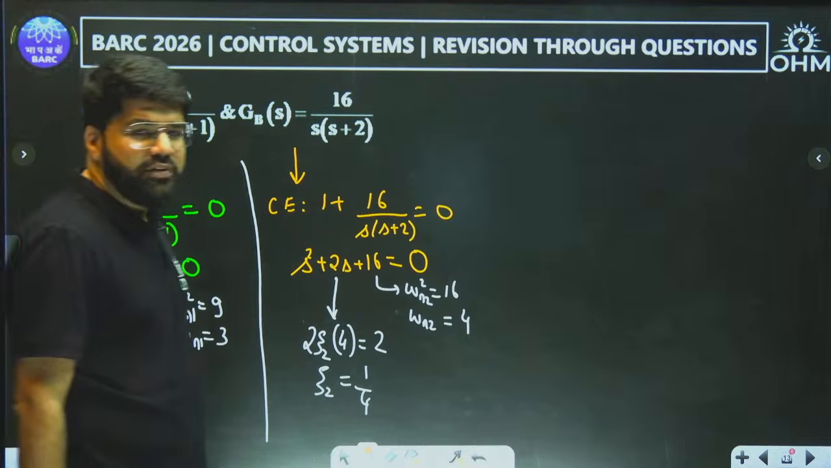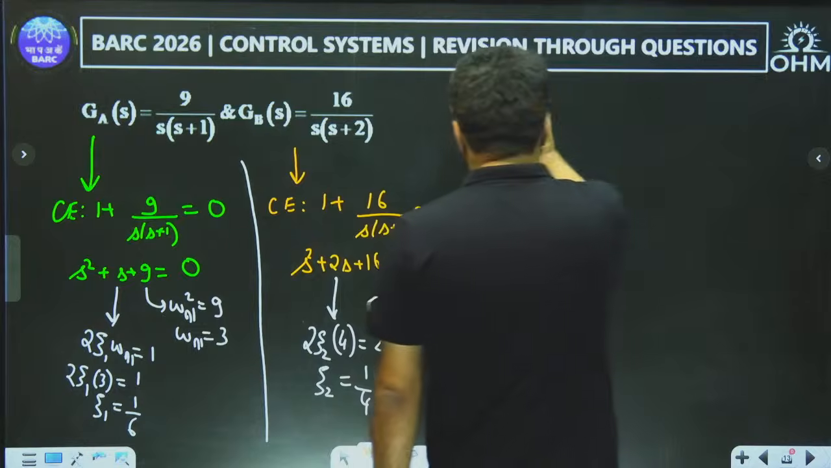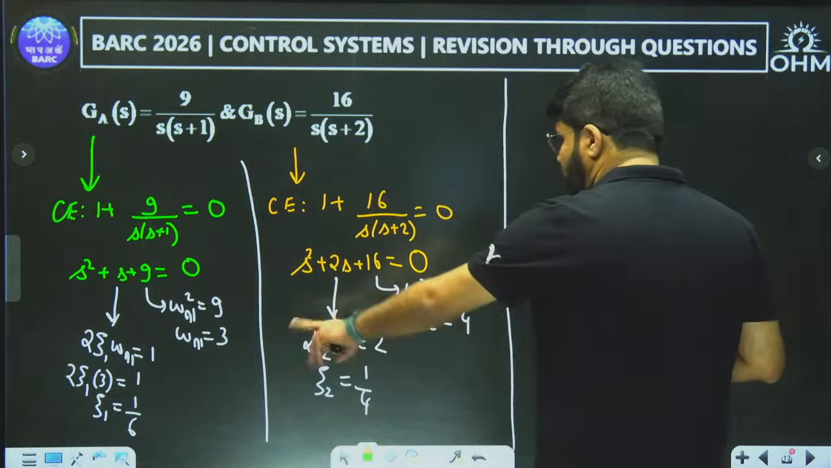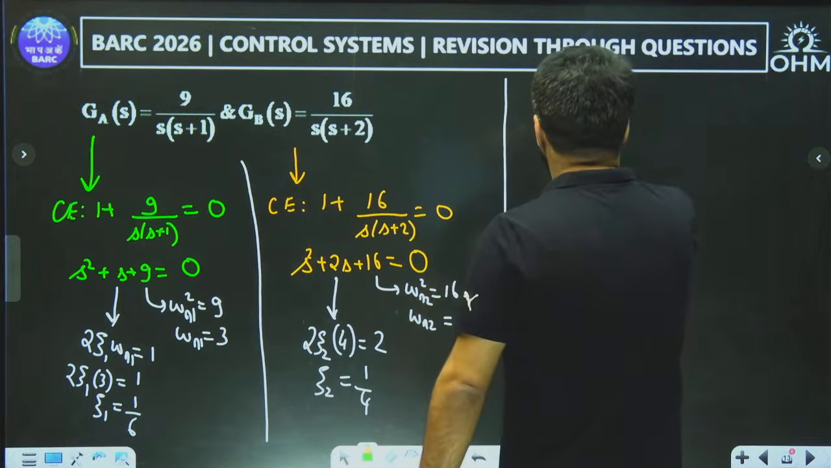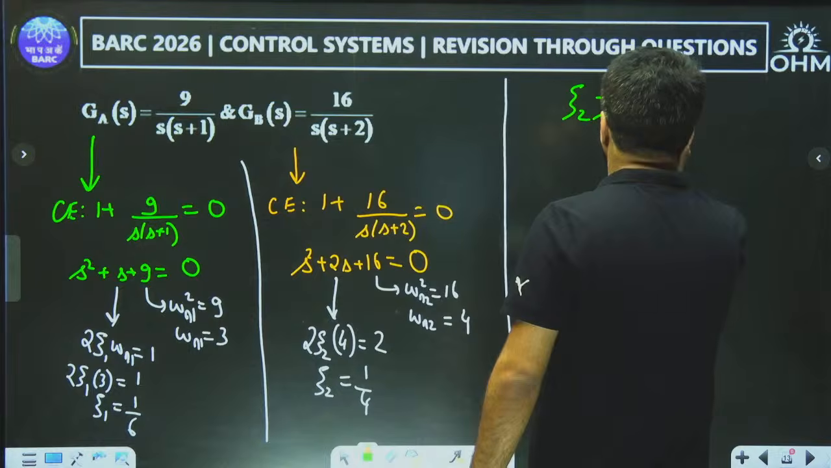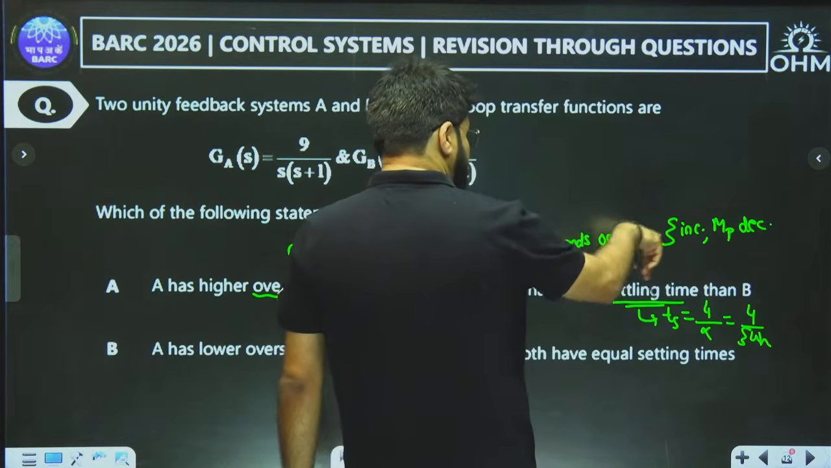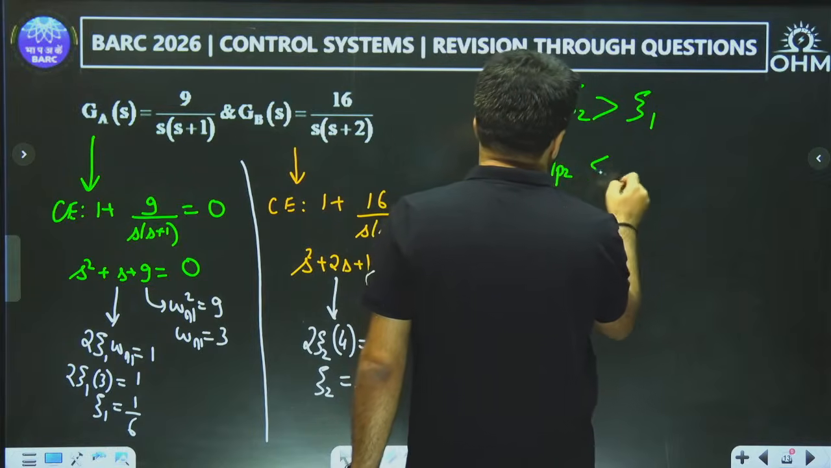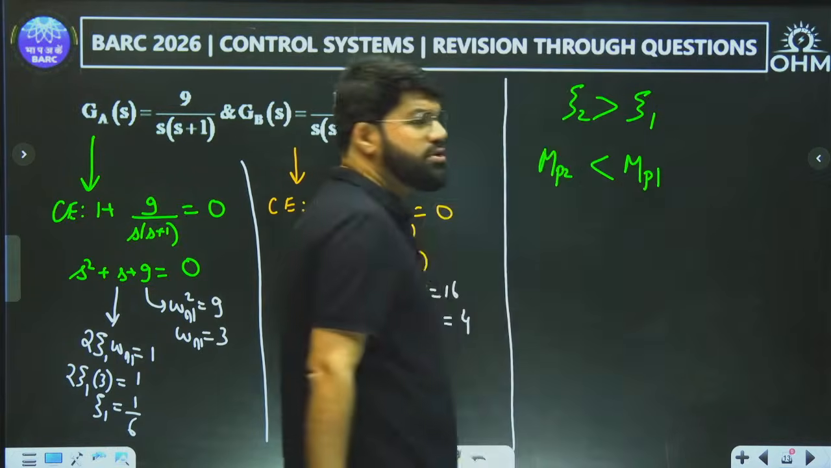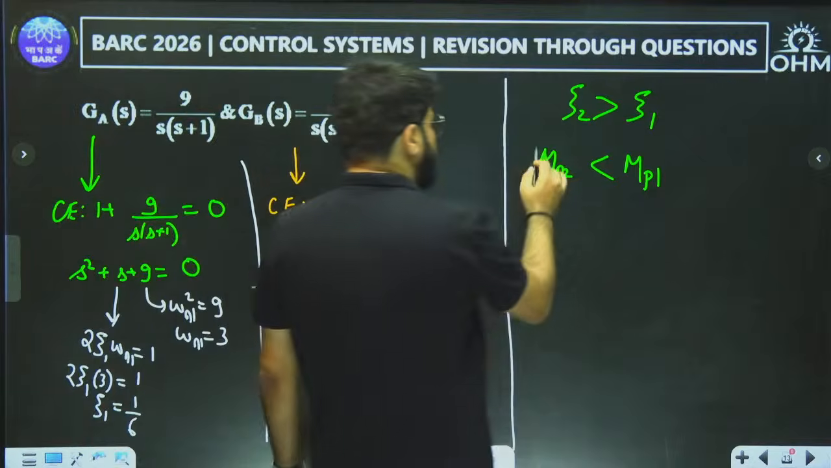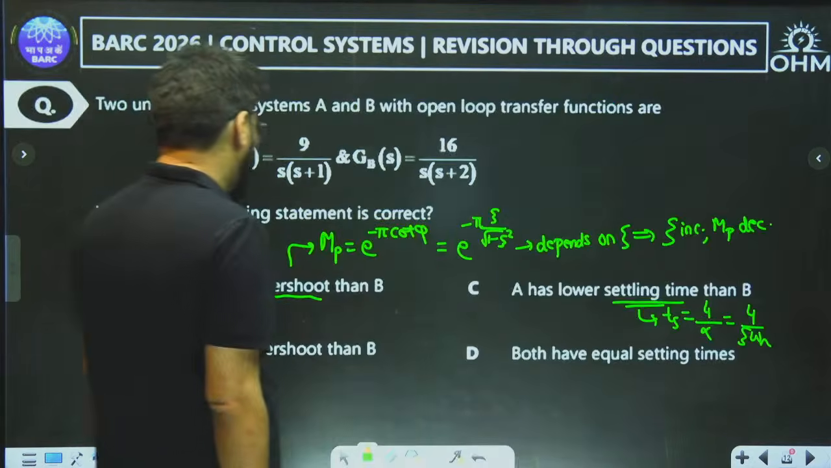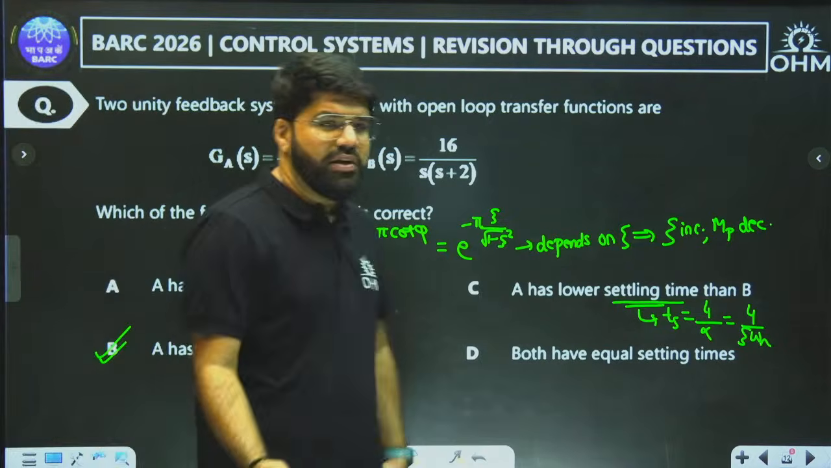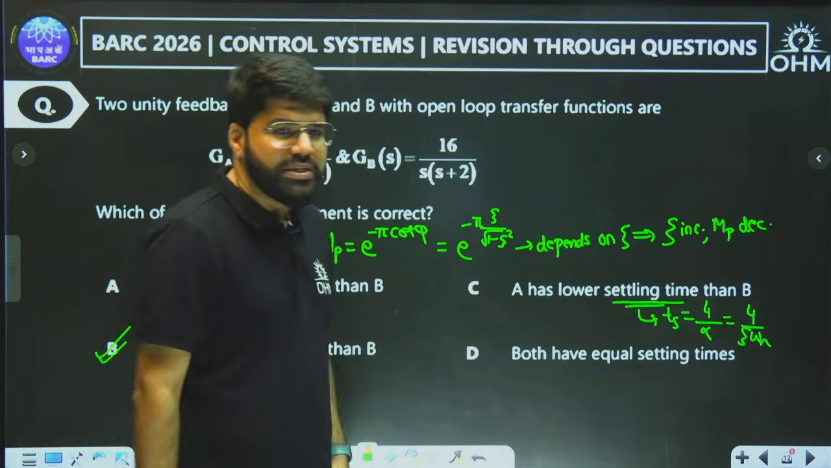Now we have the values that we can compare. First, zeta. Which zeta is greater, 1 by 6 or 1 by 4? 1 by 4 is more. Zeta 2 is greater than zeta 1. More zeta means less overshoot. So the overshoot for the second system will be less than that of the first system. That is one point. So A has lower overshoot, then the answer is B only. Finished. Only one option is correct. It is an MCQ; BARC has only MCQ questions, not MSQ.